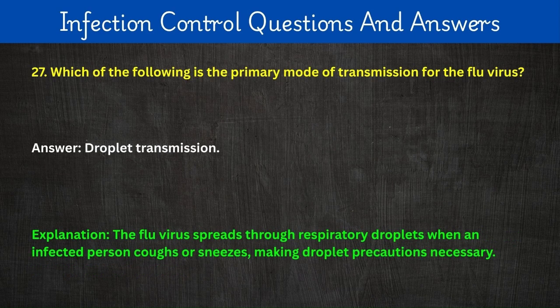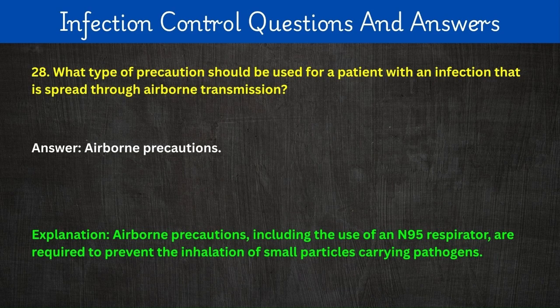27. Which of the following is the primary mode of transmission for the flu virus? Answer. Droplet transmission. Explanation. The flu virus spreads through respiratory droplets when an infected person coughs or sneezes, making droplet precautions necessary.